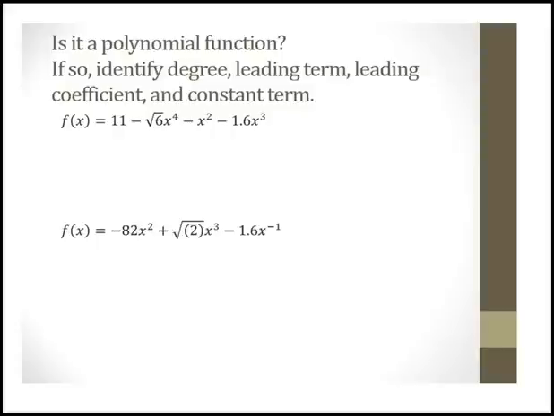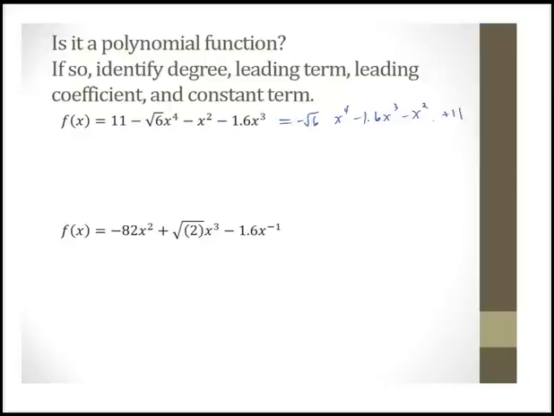Alright, so let's see a couple of examples. Are these polynomial functions? If so, identify the degree, leading term, leading coefficient, and constant term. So for f of x equals 11 minus the square root of 6 times x to the 4th minus x squared minus 1.6x cubed, is it polynomial? Well, I could rewrite it in the form negative root 6 x to the 4th minus 1.6x cubed minus x squared plus 11. So it appears to be in a polynomial form.